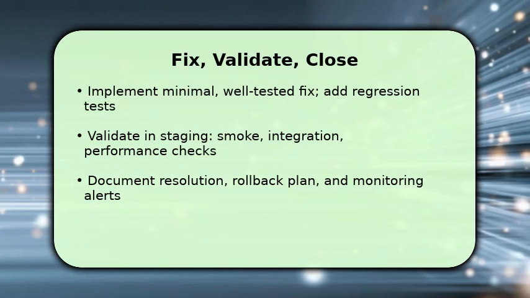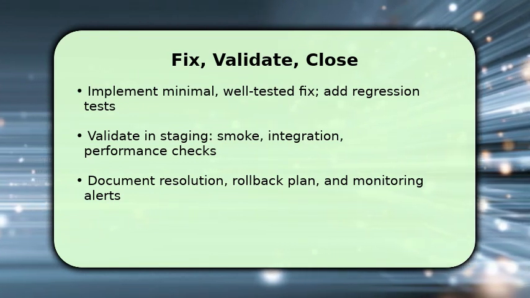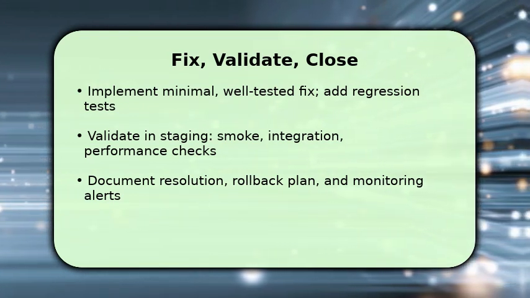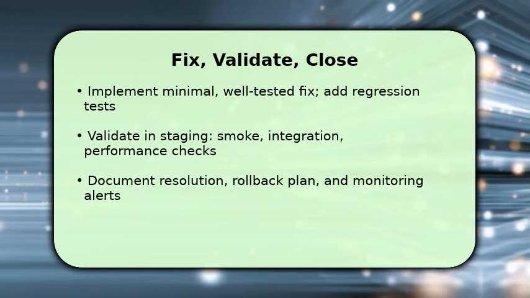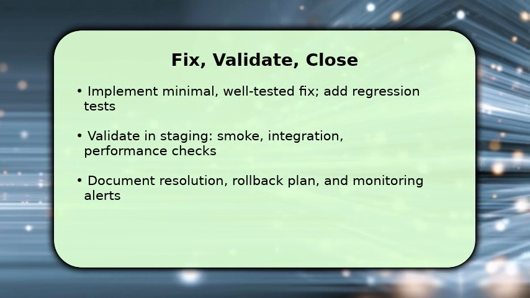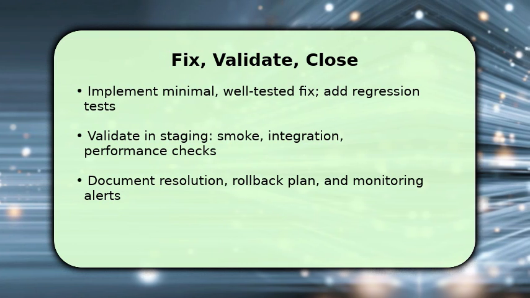You implement the smallest change that removes the failure and include a regression test so it cannot recur. Once merged, validate in staging with smoke and integration tests, and check performance to ensure no regressions. After deployment, monitor metrics and logs. Set an alert if the issue resurfaces.